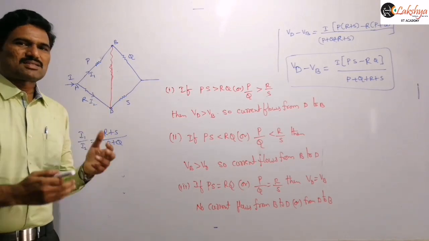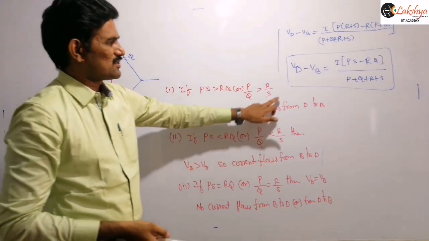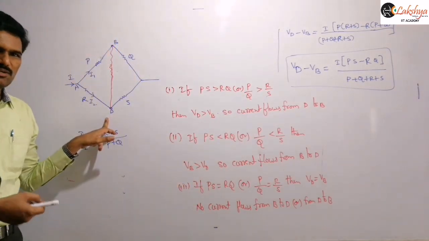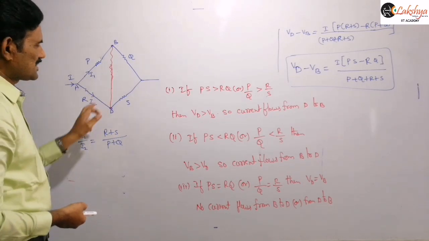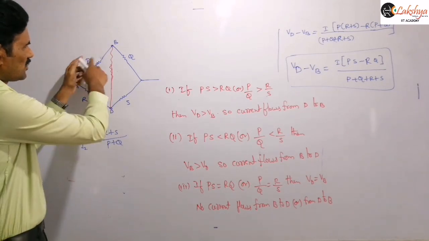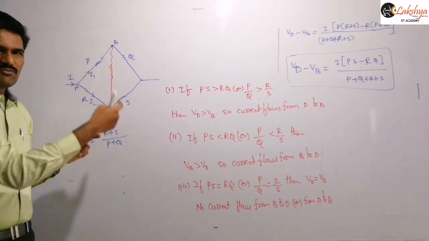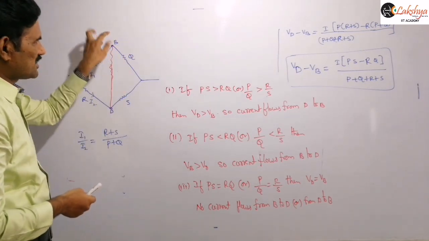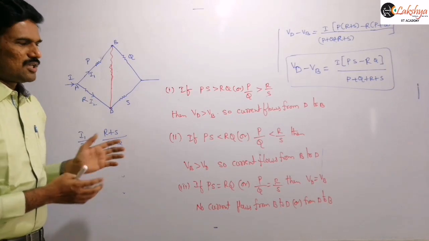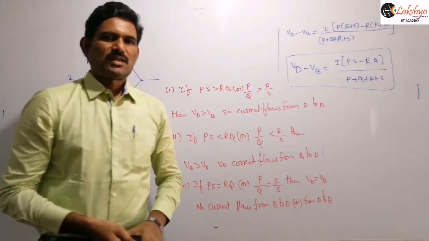If so, in such a case, if they ask whether the current is flowing from B to D or D to B, then you need to compare these values. Either you can remember this condition: when P by Q is greater than R by S, then D will be having higher potential. When P by Q is less than R by S, then B will be having higher potential, right? So if that ratio is less here, then that side will be having higher potential here. If P by Q ratio is less, then this will be high potential. If R by S is less, then this will be the higher potential. If both are equal, then both are at same potential. So like that you can identify the direction of the current flow here.